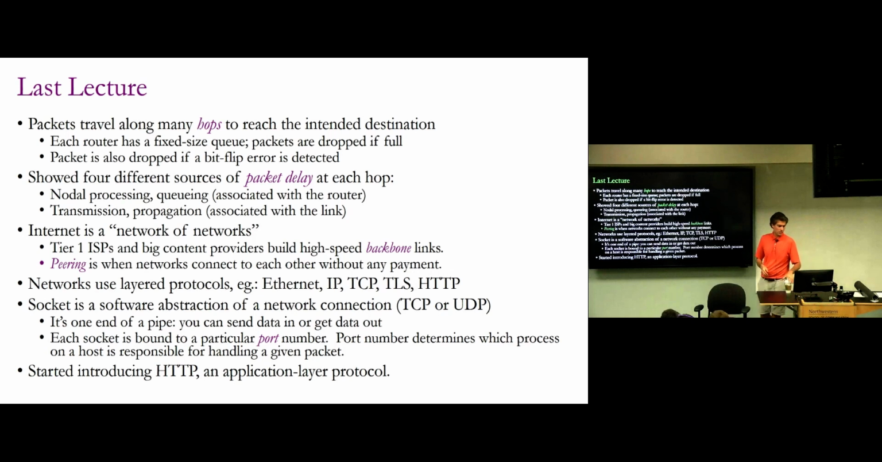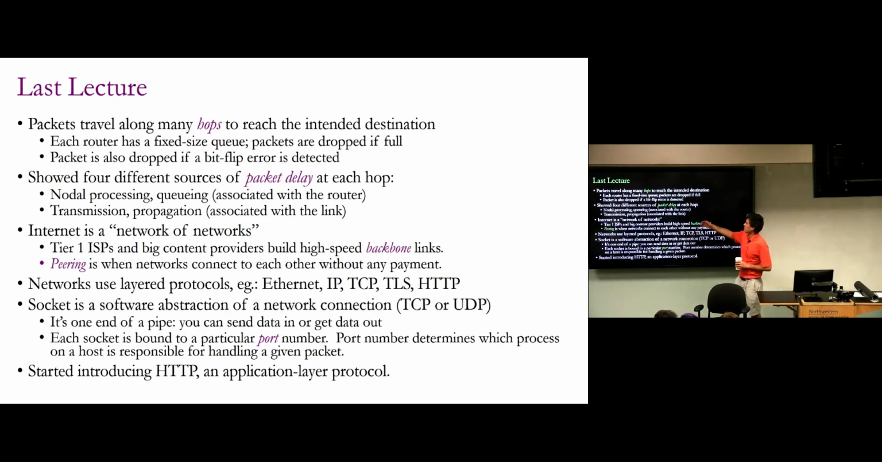So last lecture, we talked more about chapter 1 material, which is a summary of the whole course in a little more detail. We talked about circuit switching versus packet switching. The internet uses packets. Packets travel along many hops to reach their destination, and every hop has a delay that comes from 4 different sources. There's delay in the node itself from processing and queuing. There's delay in the link due to transmission and propagation, which are slightly different things.